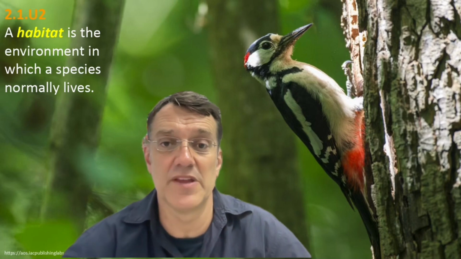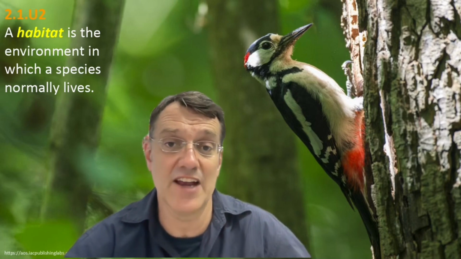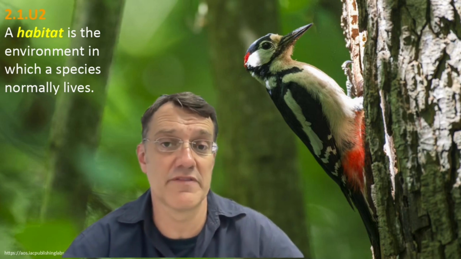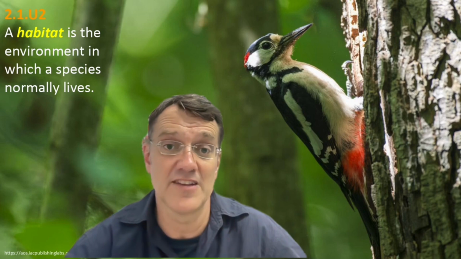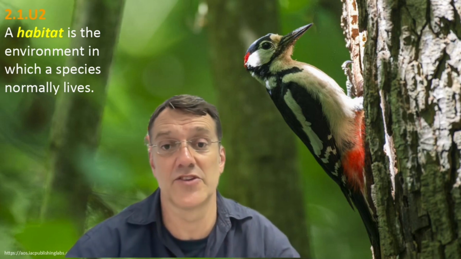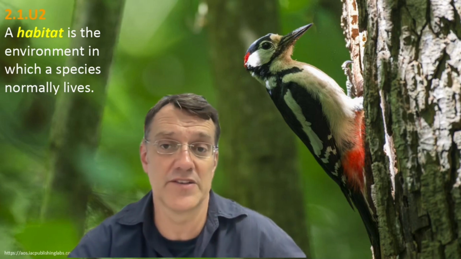The habitat is simply the environment where a species normally lives. Think of it as an organism's address or physical location. This woodpecker's habitat is the forest environment shown in the image. The bird has specific adaptations that allow it to thrive in this habitat, such as its strong beak that it uses to drill into tree bark looking for insects.